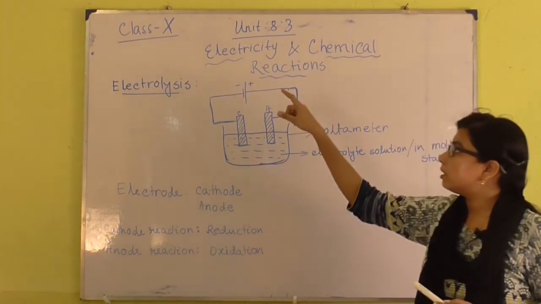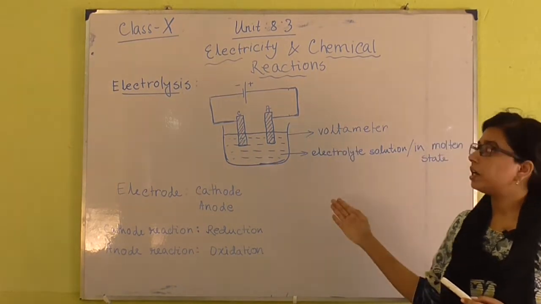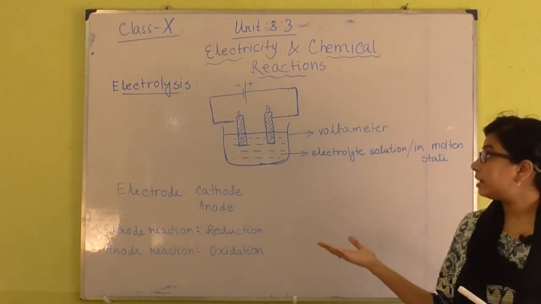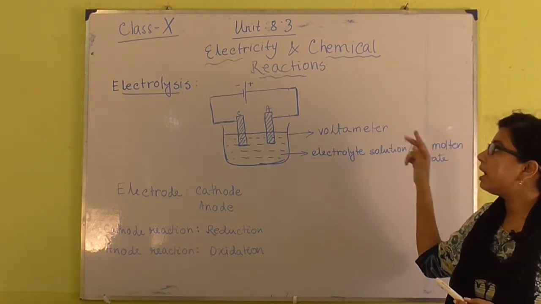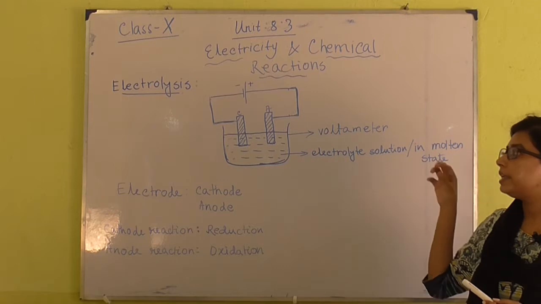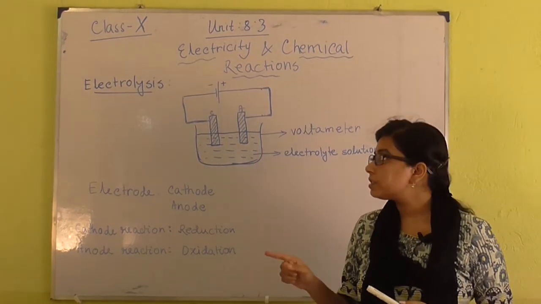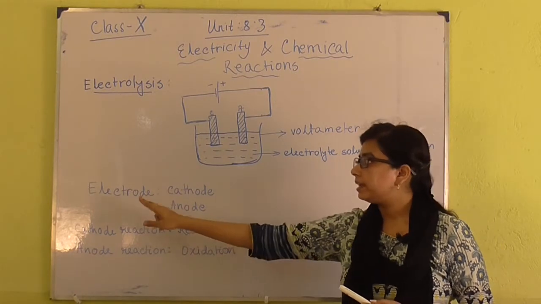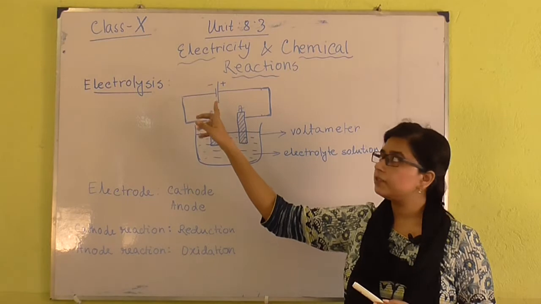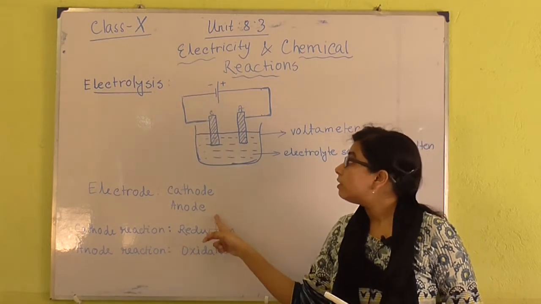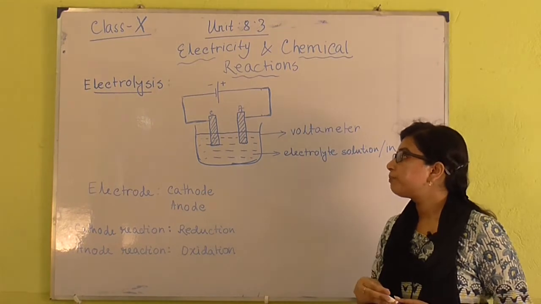Okay, so in the process of electrolysis, electric energy is converted to chemical energy, and we require a voltameter, an electrolyte solution in solution state or in molten state. We need 2 metal strips, which are known as the electrodes. One will be the cathode, which will be connected to the negative terminal of the battery. One will be the anode, which will be connected to the positive terminal of the battery.